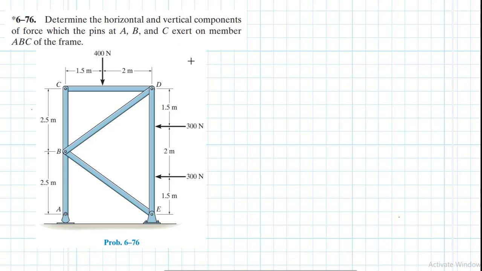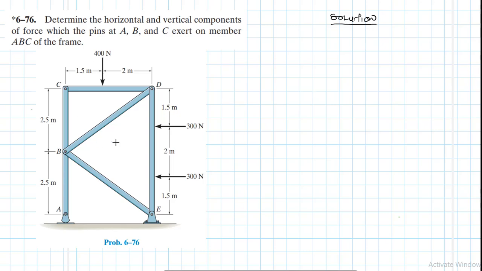The problem reads: determine the horizontal and vertical components of the force which the pins at A, B, and C exert on member ABC of the frame. This problem is coming from the Engineering Mechanics Statics textbook, 13th edition, by R.C. Hibbeler. So we have been asked to determine the horizontal and vertical components of the force which the pins at A, B, and C exert on the frame ABC.